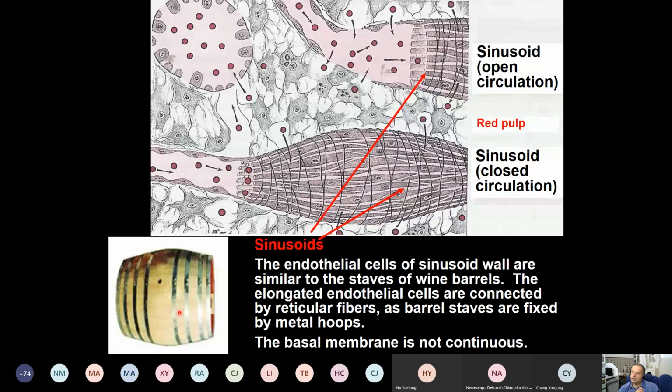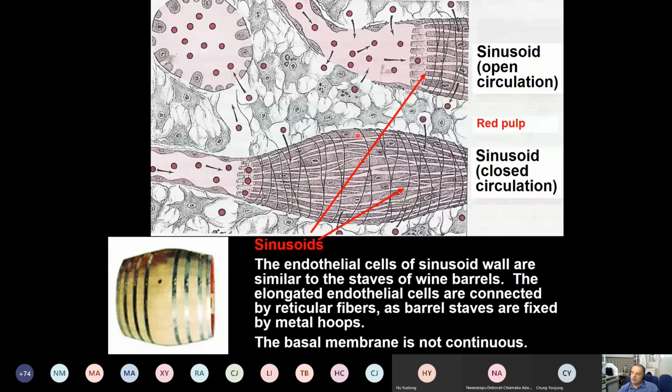How does this look at the cellular or histological level? You have the blood vessels, which have longitudinally running endothelial cells. And these endothelial cells are quite specific because they leave some gaps between each other, like the staves of a wine barrel. You have some clefts between those, and the blood cells can come and go.